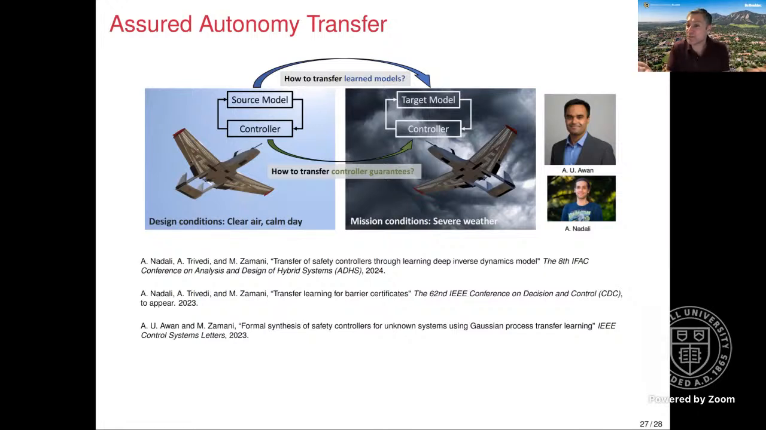Can I transfer the proof efficiently? Can I transfer the controller efficiently? And we have done some work in that direction as well. For example, if I have a barrier certificate designed for the source system, can I come up with a barrier in the target domain efficiently with a low amount of data? Or even in the context of controller, if I do have a controller in the source, can I come up with a controller in the target domain, which also ensures safety of the target system?